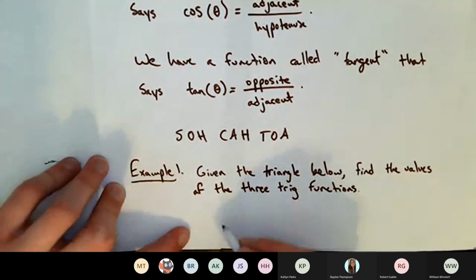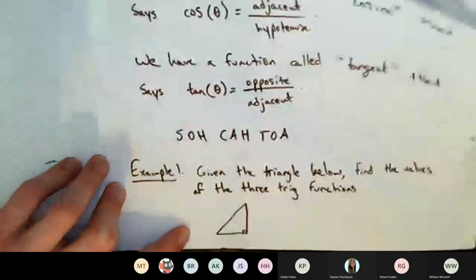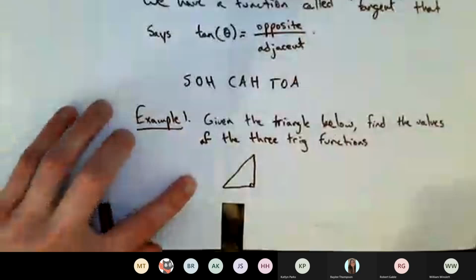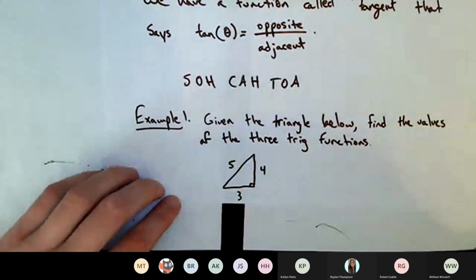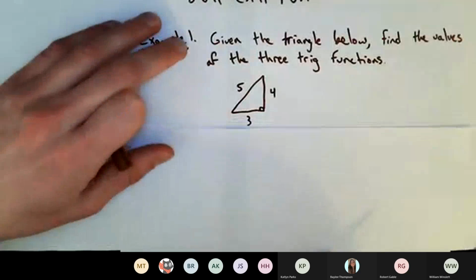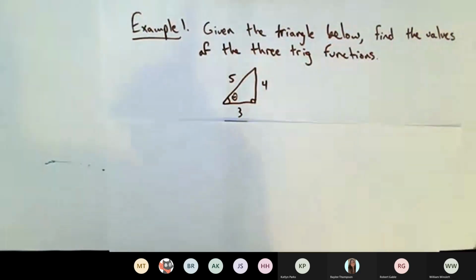All right, now here's the triangle. Let's do a common right triangle. You may remember it, the 3, 4, 5 right triangle. And where is theta? Theta is there.